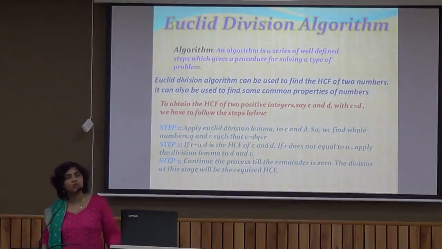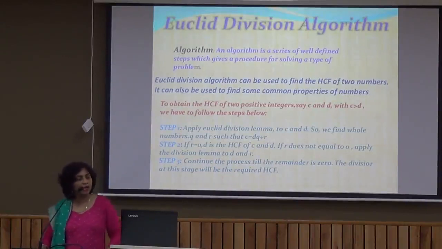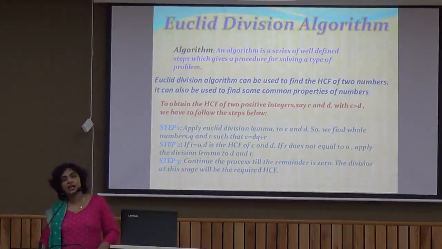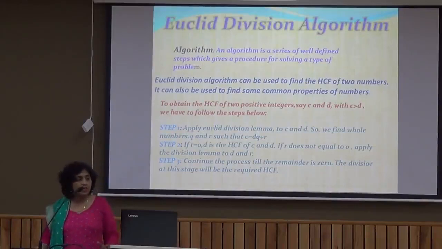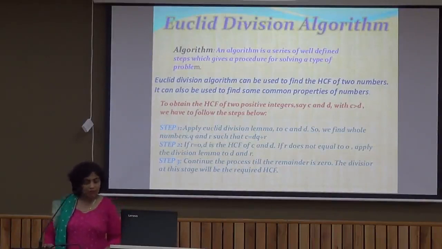Let us take those two numbers as C and D, where C is greater than D. So what are our steps? Step 1 is we apply the lemma on C and D so that we find whole numbers q and r such that C is equal to Dq plus r. Now if r is 0, then D at this step is the HCF, and our HCF is D for C and D.